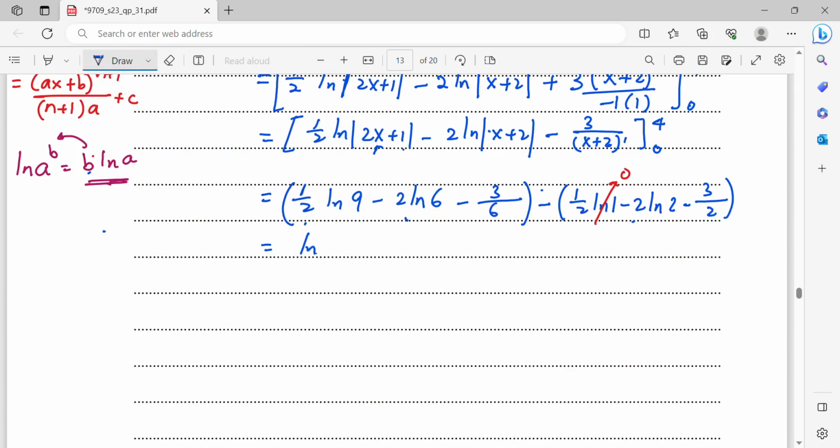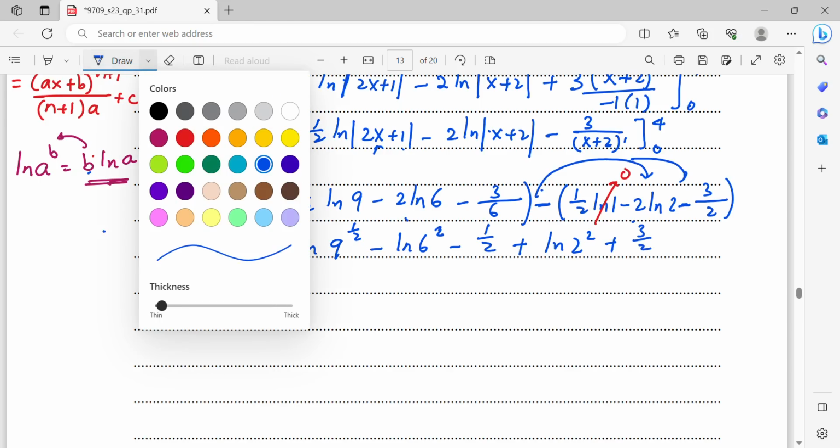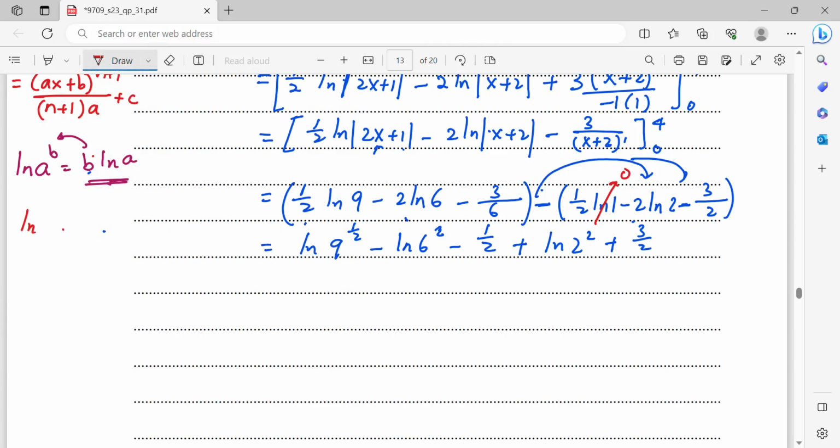So I will write ln 9 to the power of half minus ln 6 squared minus, this is half. Then this minus times ln, it will be plus 2 ln 2, it will be ln 2 squared. Then again minus is a plus, so plus 3 over 2. Okay, so now for the ln, again we need to simplify. ln a plus ln b is ln ab. And then ln a minus ln b is going to be ln a over b.